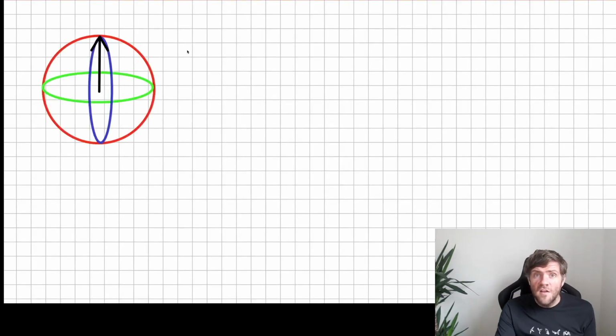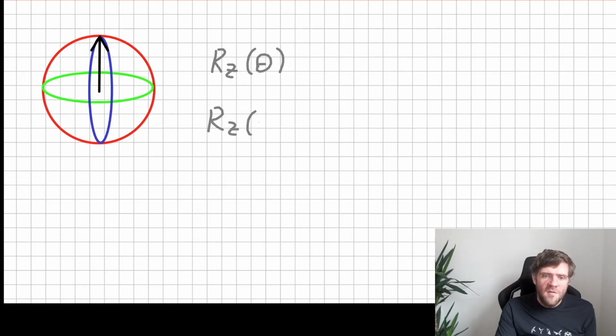Another useful circuit identity concerns rotations. So we are going to compare what happens when we do a Z rotation, so a rotation around the Z axis by some angle, and exactly the same thing, but with an X before and after.